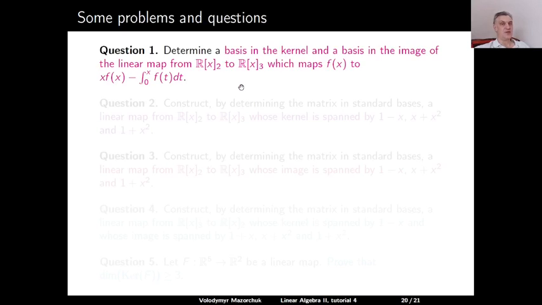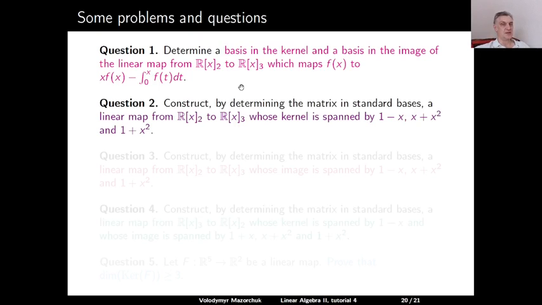1. Determine a basis in the kernel and a basis in the image of the linear map from R[x]_2 to R[x]_3, which maps f(x) to x times f(x) minus the integral from 0 to x of f(t) dt. Question 2. Construct, by determining the matrix in the standard basis, a linear map from R[x]_2 to R[x]_3 whose kernel is spanned by the elements 1 minus x, x plus x squared, and 1 plus x squared.